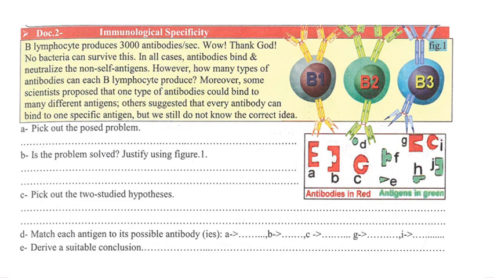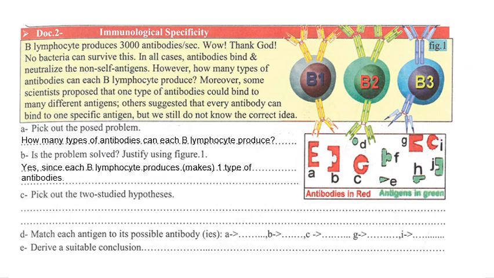Pick out the posed problem. From the text, the posed problem is: how many types of antibodies can each B lymphocyte produce? Don't forget the question mark. Is the problem solved? Justify using figure 1. Okay, look at figure 1. If you see each type of B lymphocyte, B1, B2, B3, each one of them is secreting only one type of antibodies. So we say yes, since each B lymphocyte produces one type of antibodies, as you see here.